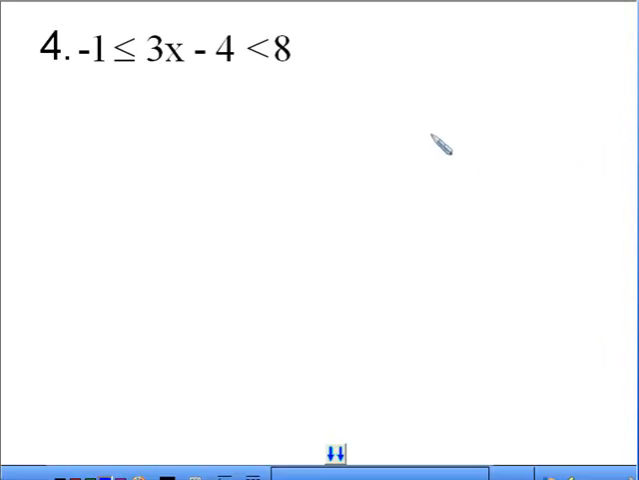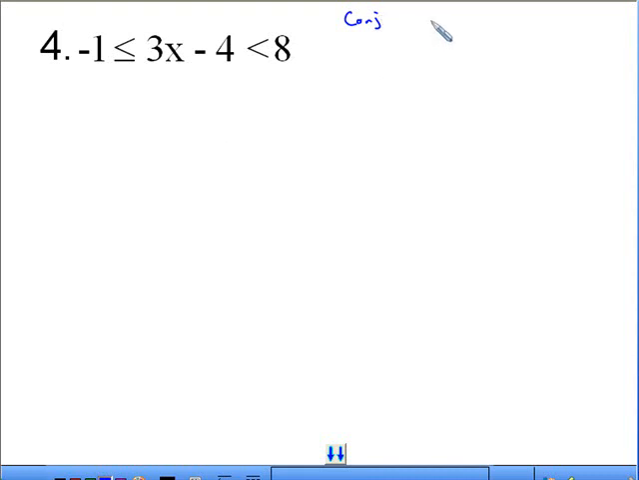Alright, so here's an example of a conjunction problem. First of all, the variable is in between the 2 inequality symbols. This is a conjunction. How do we know it's a conjunction? The variable is in between the 2 inequality symbols. So we've got 2 inequality symbols here, and the variable is in between them.